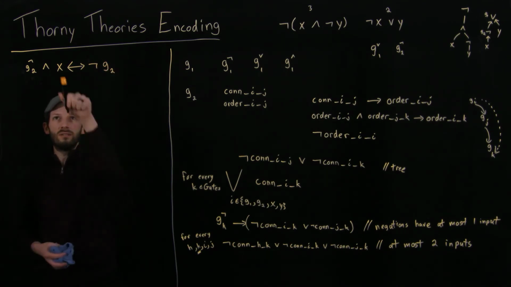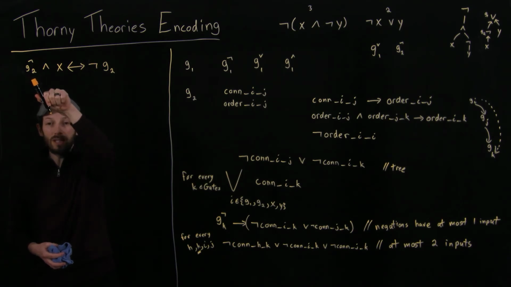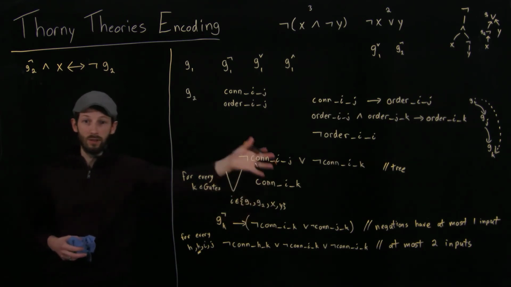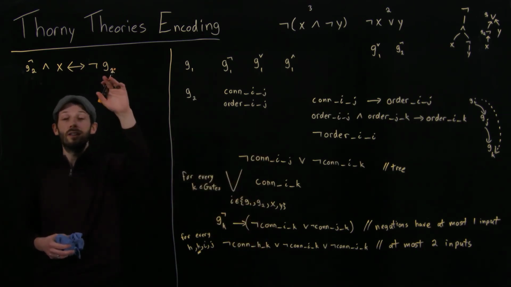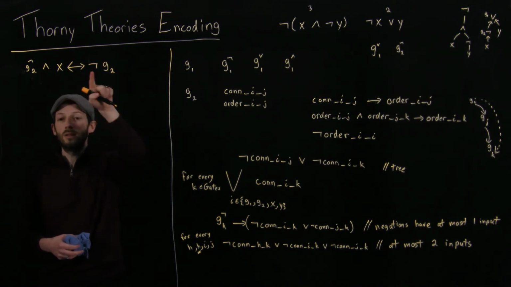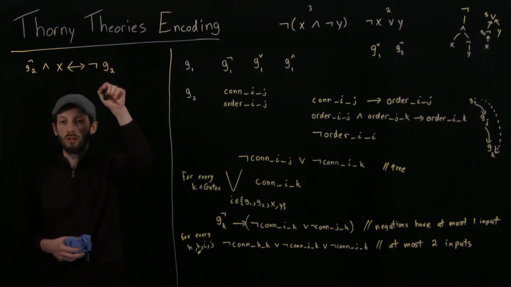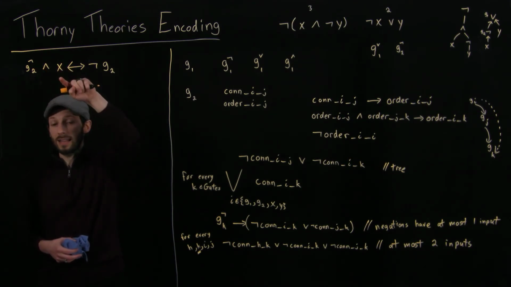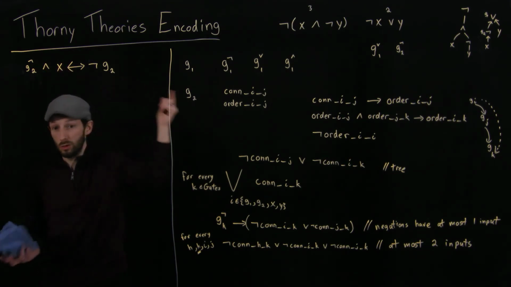Right? So if X is true and G2 happens to be a negation gate, and we've connected X into G2 as that sort of connection for the circuit because of all of these constraints, then the output of G2 needs to be false. And because this is an if and only if, the reverse happens as well, right? If G2 is a negation gate and X happens to be false, then G2 has to be true, right?